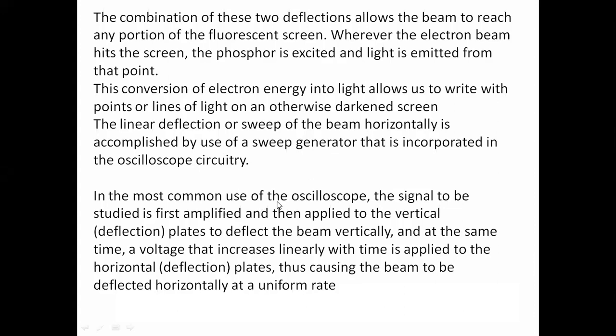In the most common use of an oscilloscope, the signal to be studied is first amplified and then applied to the vertical deflection plates to deflect the beam vertically. At the same time, a voltage that increases linearly with time is applied to the horizontal plates, causing the beam to be deflected horizontally at a uniform rate. The same input signal is applied to the vertical amplifier as well as the horizontal circuit, and depending upon the applied input signal, the sweep voltage is generated.